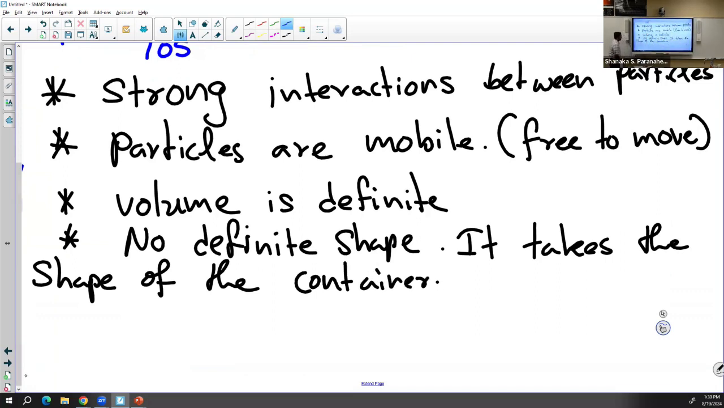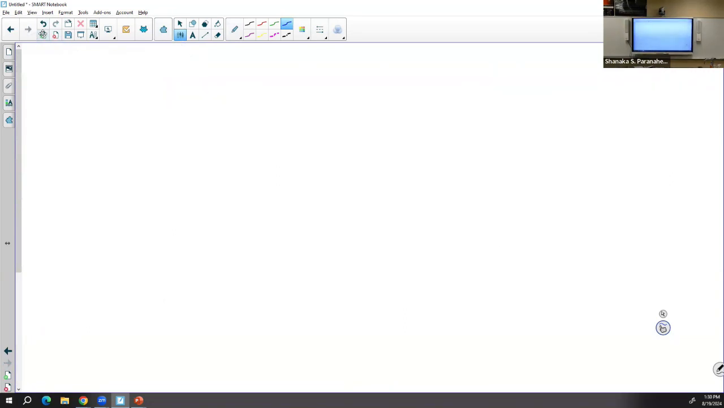Right. So example, water. These are some of the key properties of any liquid. Strong interactions, particles are mobile, volume is definite and no definite shape, and it takes the shape of the container. So let's move on to the third state, which is the gaseous state. There will be a few questions from these properties in the exam.